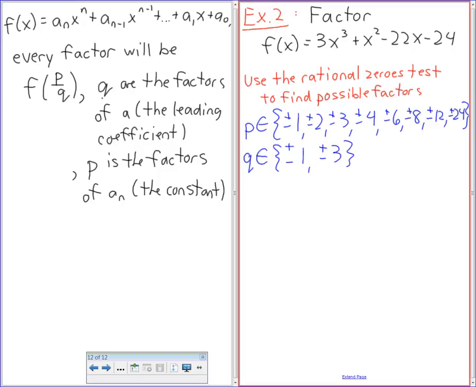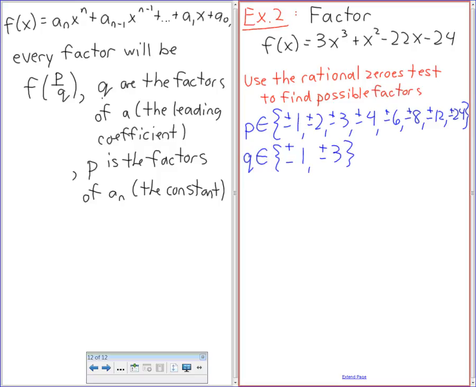What Mr. Lacey would do here in his class, he would make you list every combination. Okay, so do you know what every combination is? It would be 1 over 1, 2 over 1, 3 over 1, 4 over 1, 6 over 1, 8 over 1, 12 over 1, 24 over 1. I'm only half done though, because there's still negative 1 over 1, and then there's 1 over 3, 2 over 3, 3 over 3, 4 over 3. Those are all the possible roots.